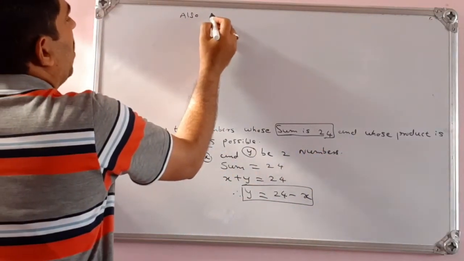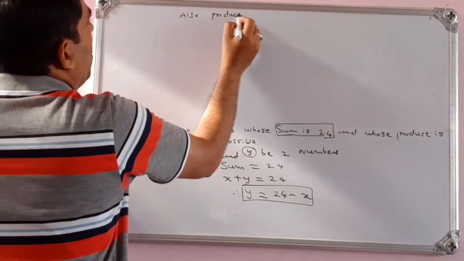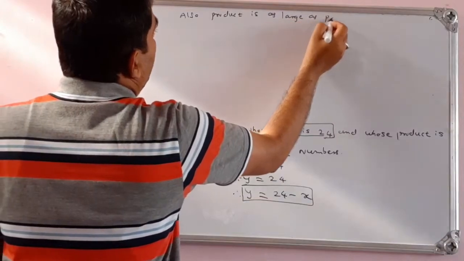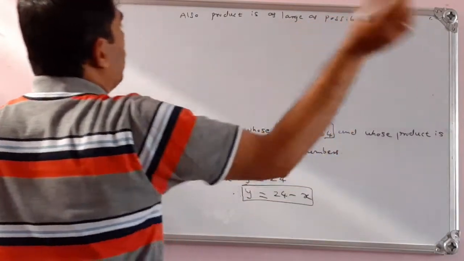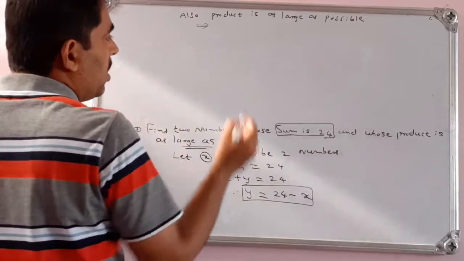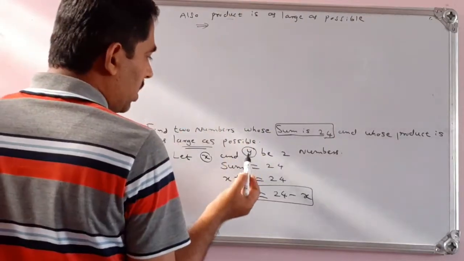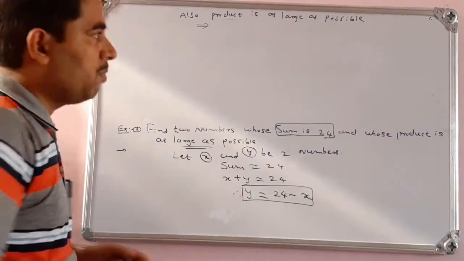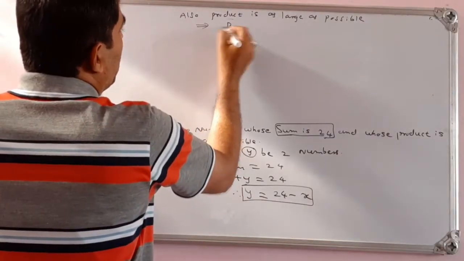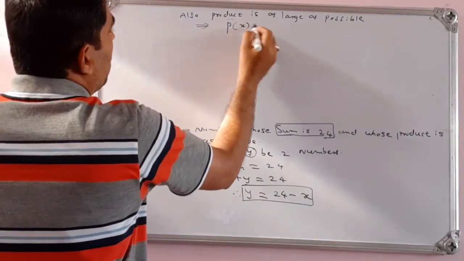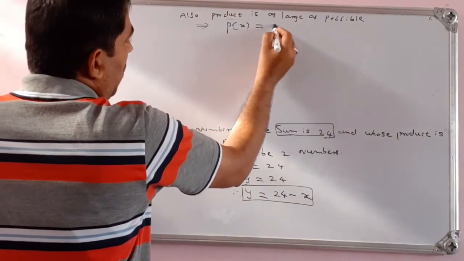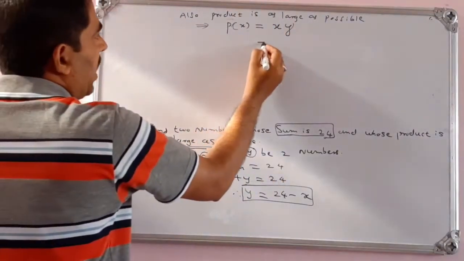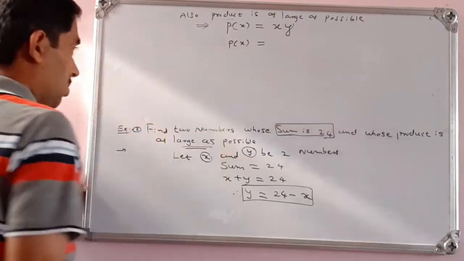I will write it. Also given in the problem, the product is as large as possible. Product means the product of the numbers. What are the numbers here? x and y are my numbers. If I multiply those two, I get xy. Let me write that as P of x, the product of the numbers x and y. This is as large as possible.